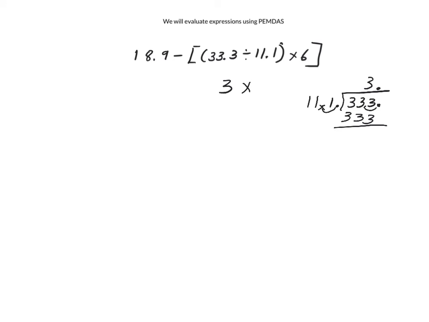3 times 6, and those are still in the brackets. Okay, 18 and 9/10 minus 3 times 6. So 3 times 6 is 18. We do that next. And now we have 18 and 9/10 minus 18. And that's going to be 9/10.